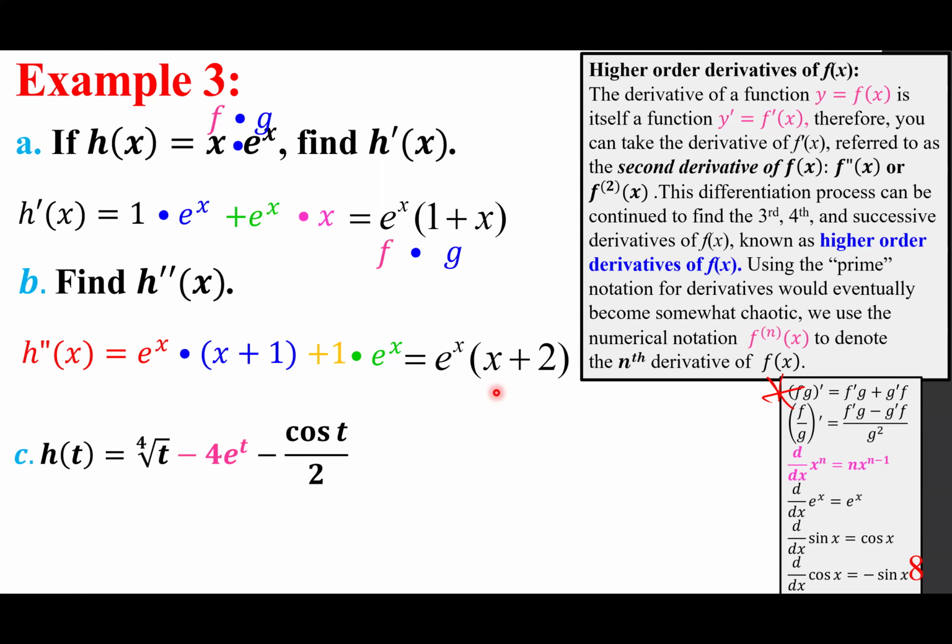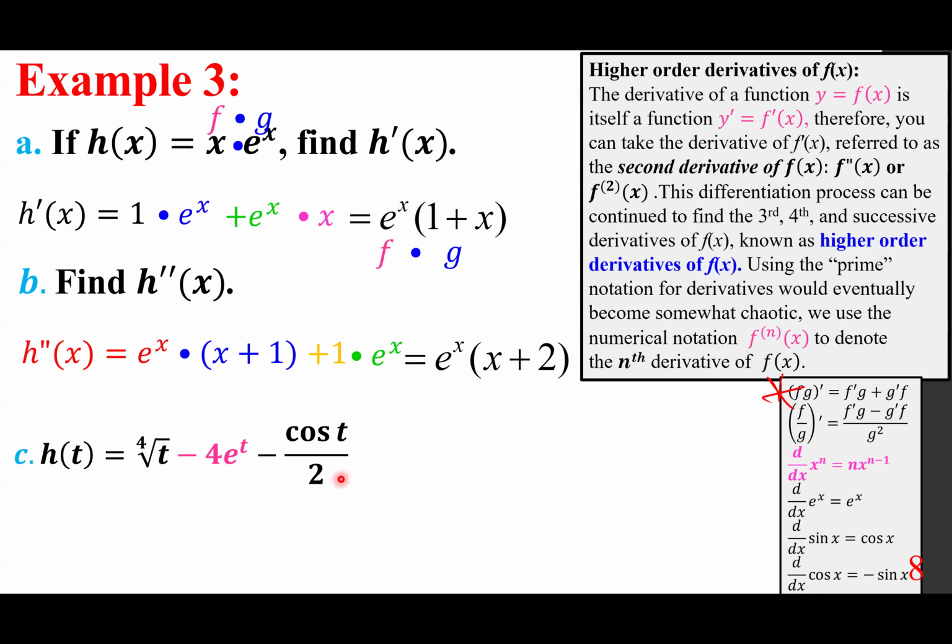h of t is the fourth root of t minus 4 e to the power of t minus cosine t over 2, and we want to differentiate this. So to do so, I want to make sure we understand what we are dealing with. I'm going to change this to t to the power of 1/4 because we want to make it ready for the power rule.